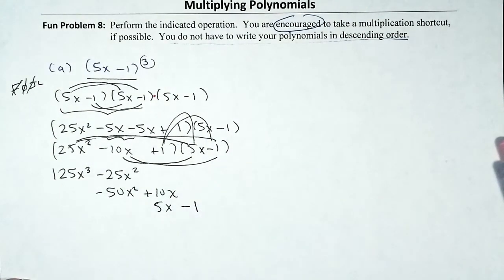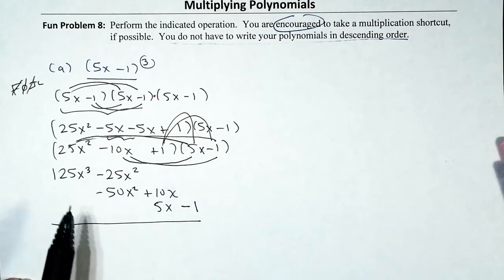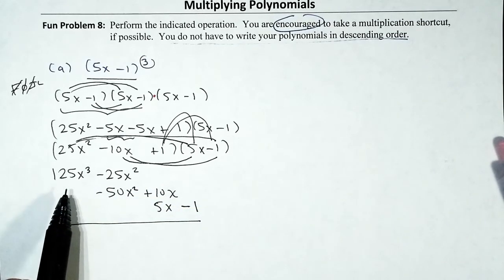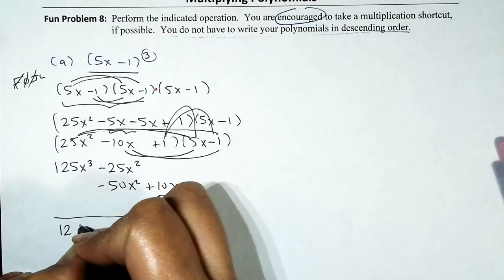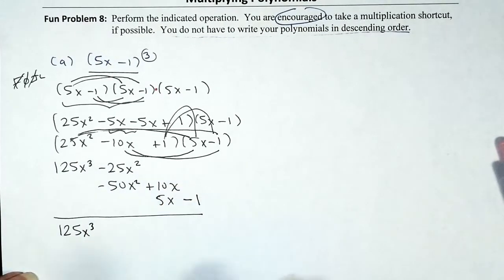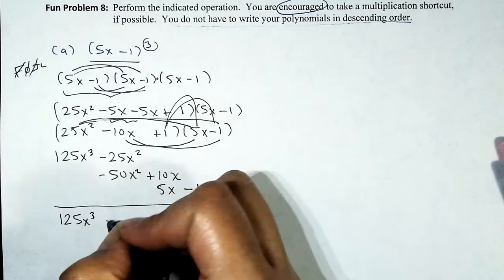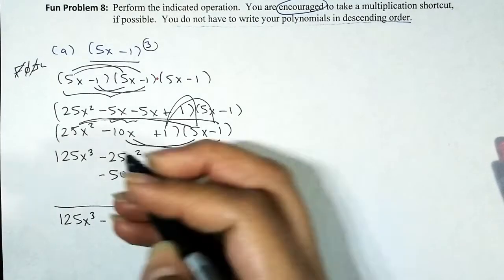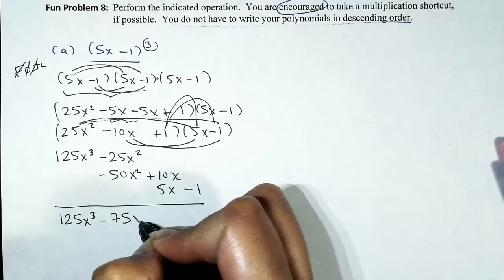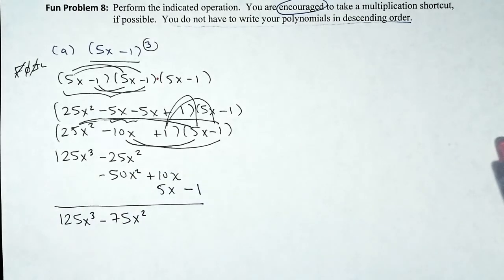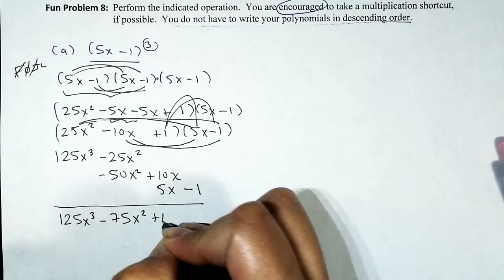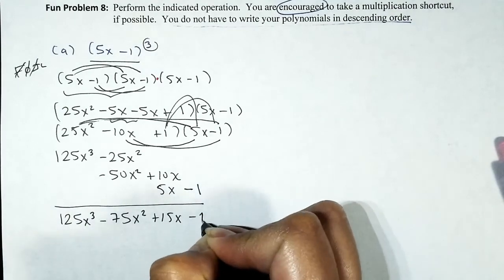If you lined up the terms along the way, that means you can simplify the expression. We only have one degree 3 term, or 1x to the third, so let's bring it down. The sum of the squares will give us negative 75, because negative 25 minus 50 gives negative 75. Tag along the variable. For the x's, 10x plus 5x will give us 15x. And then we only have one constant term.